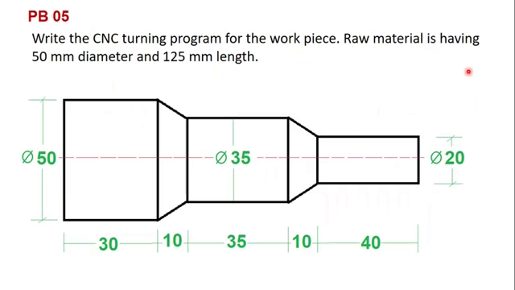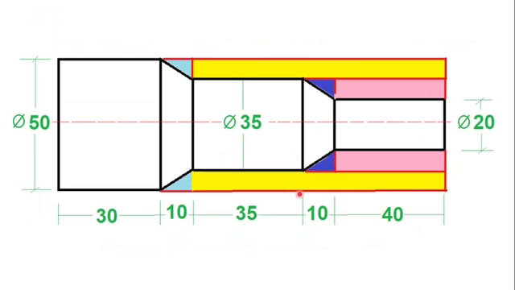Now let's understand this concept using this problem. So we got a cylinder of 50 diameter, okay, and length is around 125. So this will be the complete block. After this we have to machine this one, then do a taper, again machine, taper. So this process has to be done. So one method of doing this one is like this.